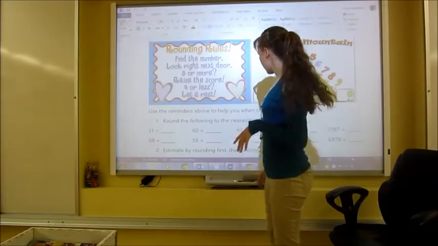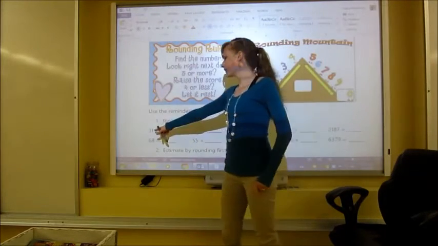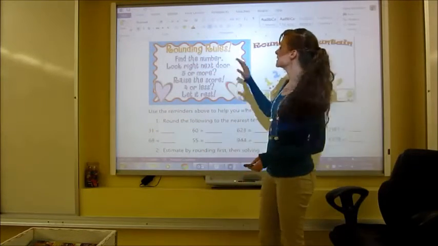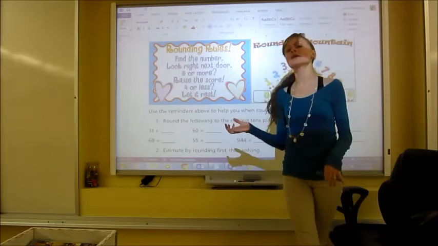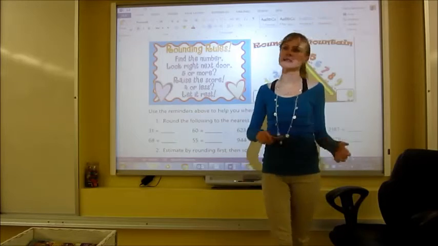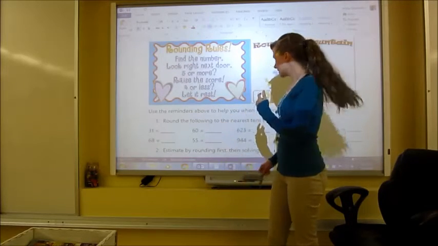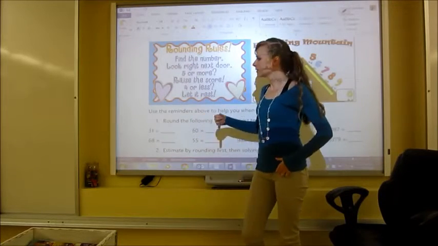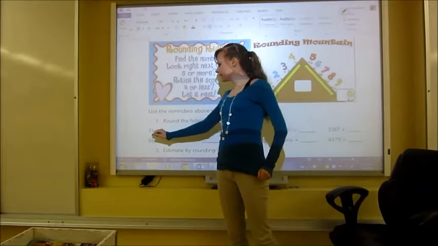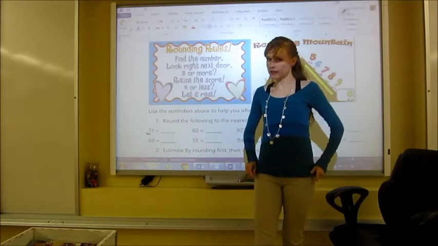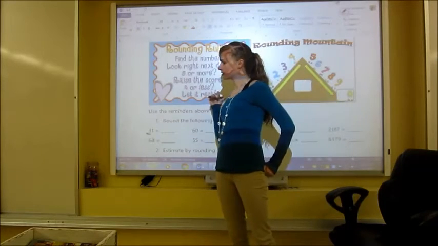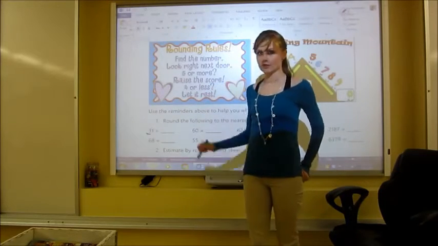But so rounding, so say we're going to round this number right here, 31. So it says, find the number, look right next door, 5 or more, raise the score. 4 or less, let it rest. So what it's basically talking about is we're going to be rounding to the nearest tens. So that means that we're going to keep a number in the tens place. It might change, it might not. And then everything after it to the right is going to turn into a 0.